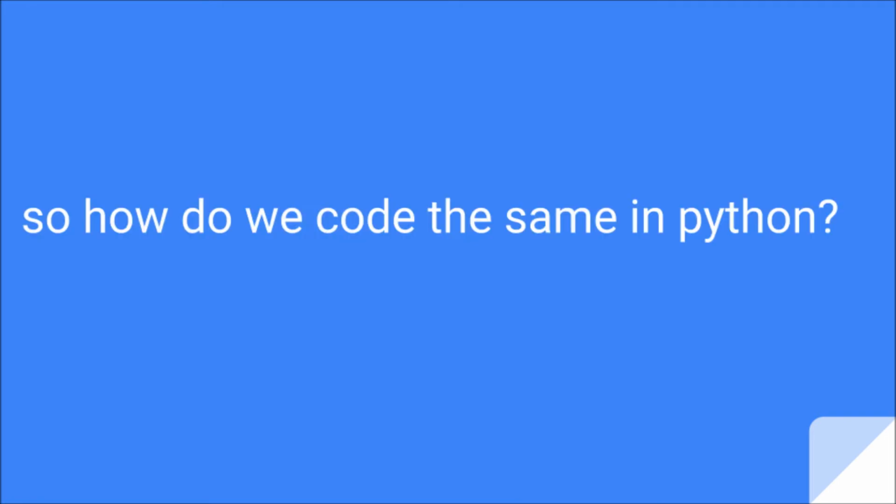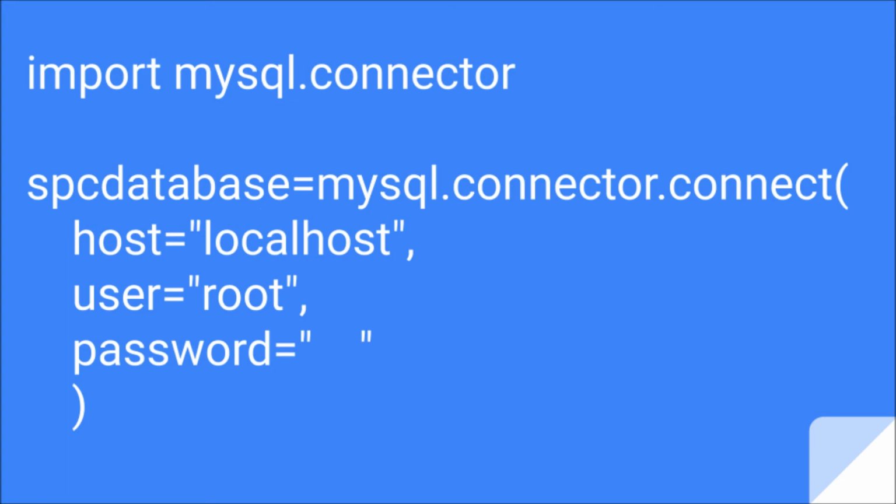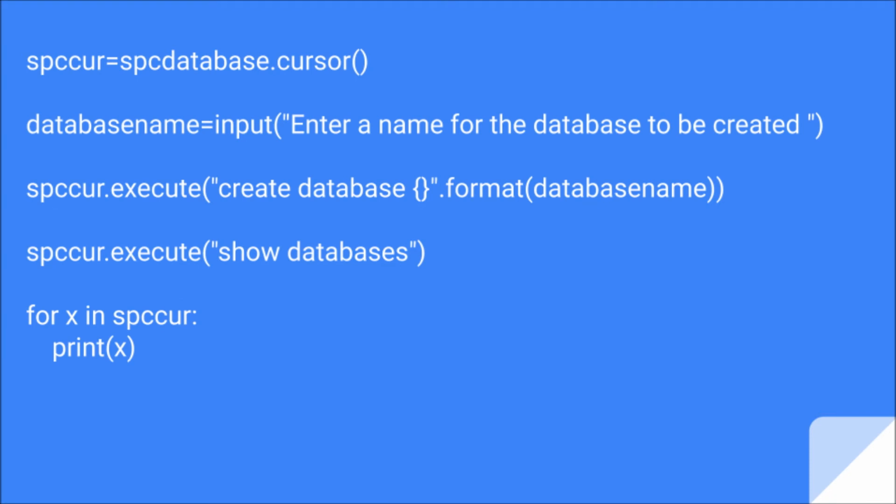So how to code it in Python? Since MySQL connector has been successfully installed, we can import it. We create the connection object SPC database by using the method connect and appropriate attributes host, user and password. We create a cursor object by calling the cursor method with the connection object. The cursor object calls the method execute and we can create a database as shown.